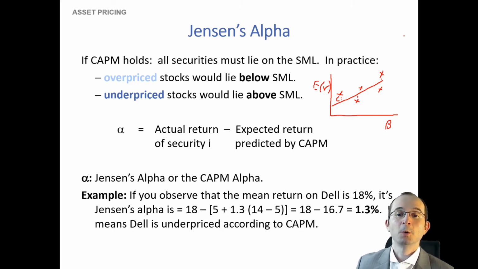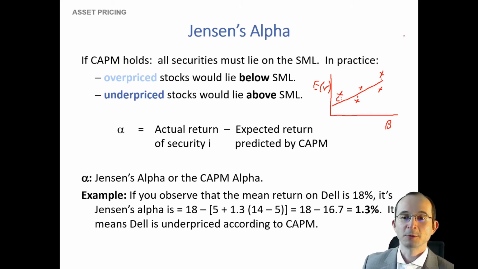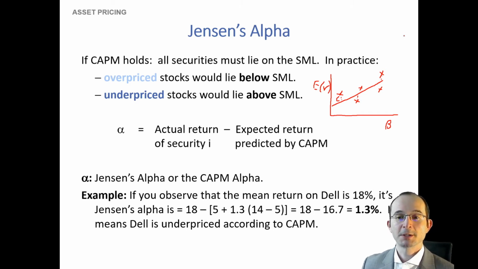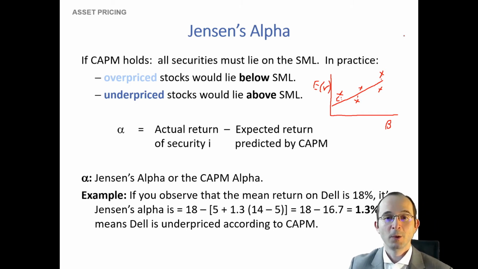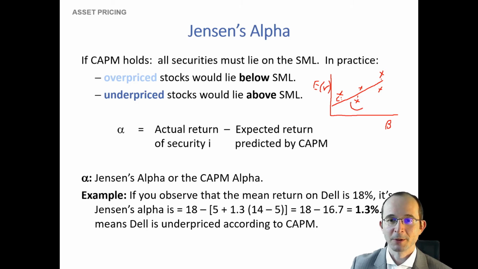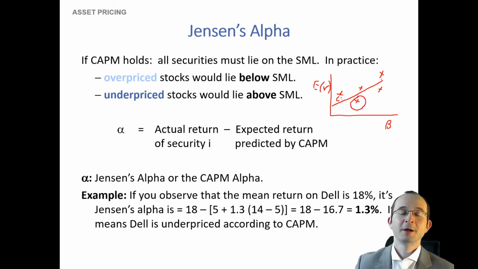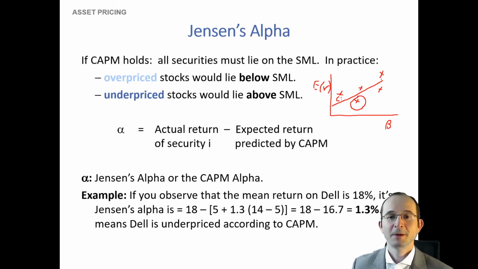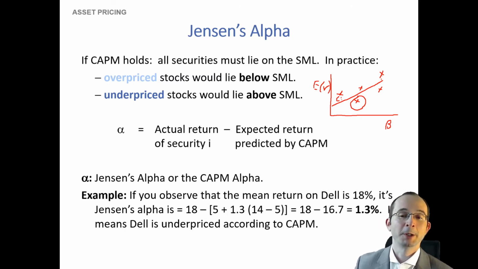How do we actually know which is which? In other words, which risk asset is overpriced, which is underpriced? Well, an overpriced risk asset would be one that lies below the security market line. So this would be an example of an overpriced risk asset, because this one actually earns a lower return than it should. And how does an asset generally go about earning a lower return than it should? Well, if its initial price is higher than it should be.